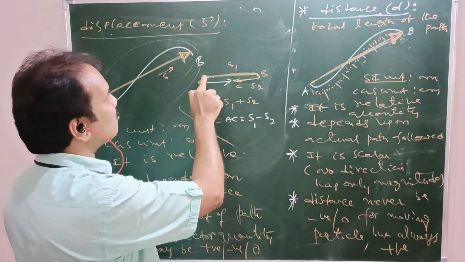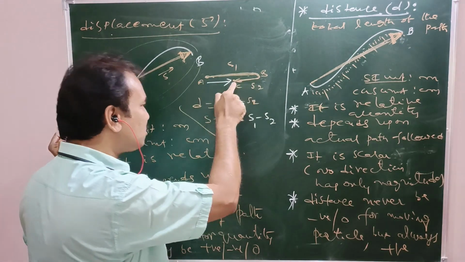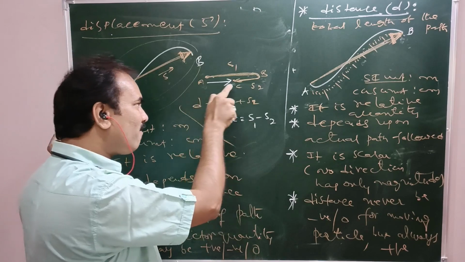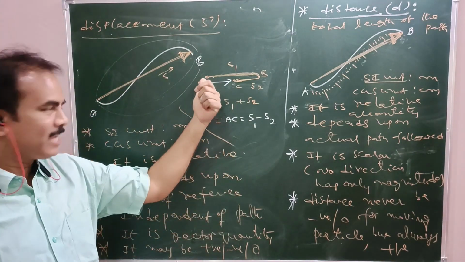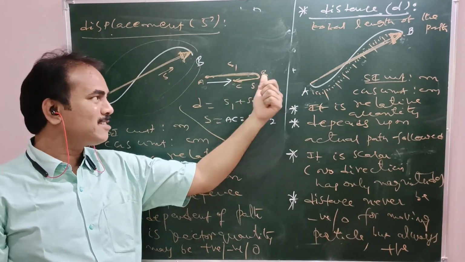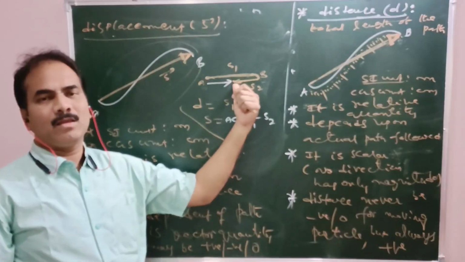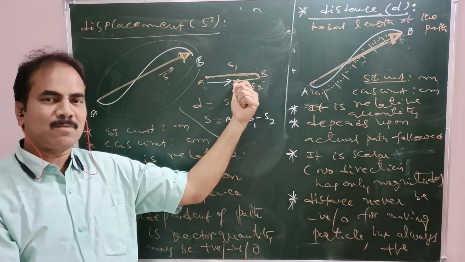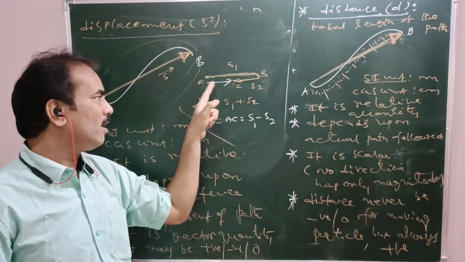So distance in the sense of total path length is S1 plus S2. Displacement in the sense of a line segment drawn from initial position to final position. What is the initial position? A is the initial position. What is the final position? C is the final position. B is not final. C is the final. So as per the definition, a line segment drawn from initial position to the final position.